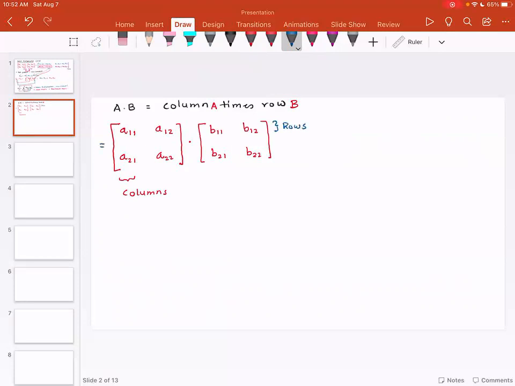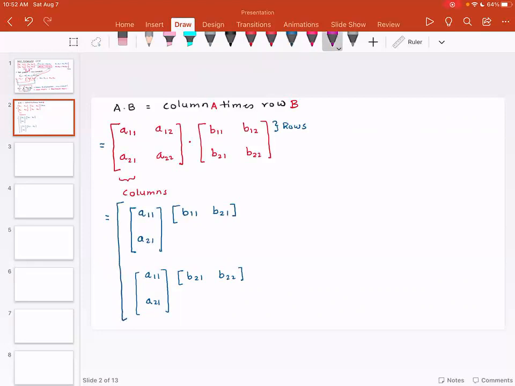So what I'm going to do is I'm going to have, and this may look tedious, but I promise you, it's really not. A11, A21, the first column, first row, B11, B21. Then again, what we'll do is first column and the second row. So first column, A11, A21, B21, B22. And this is all going to be in the big resultant matrix.